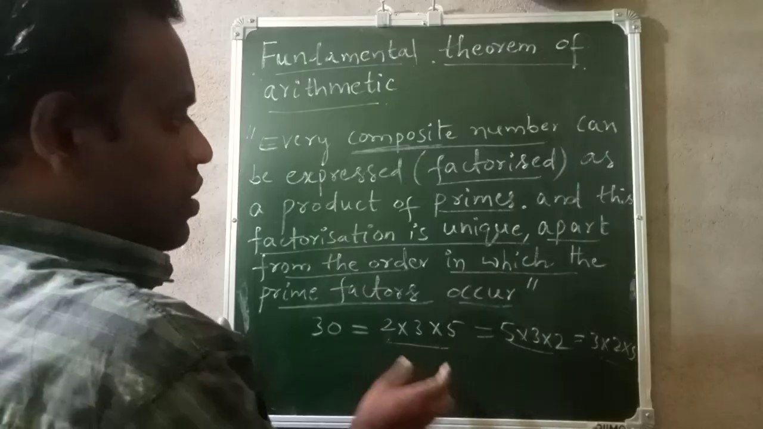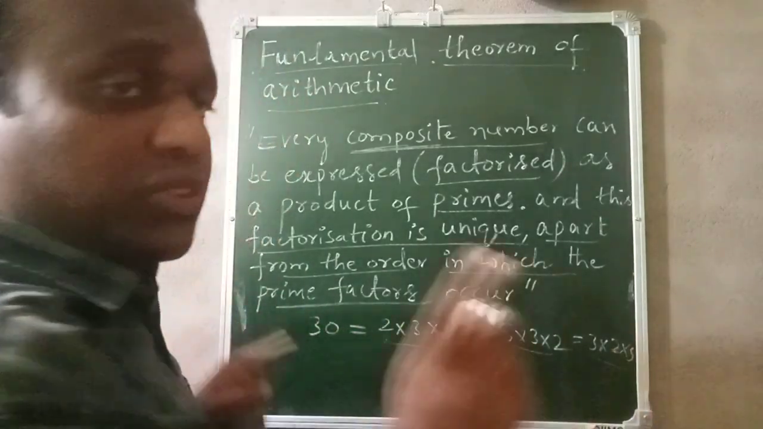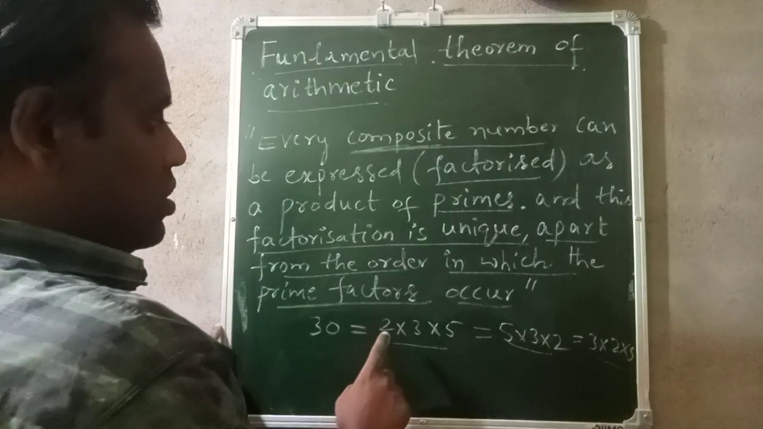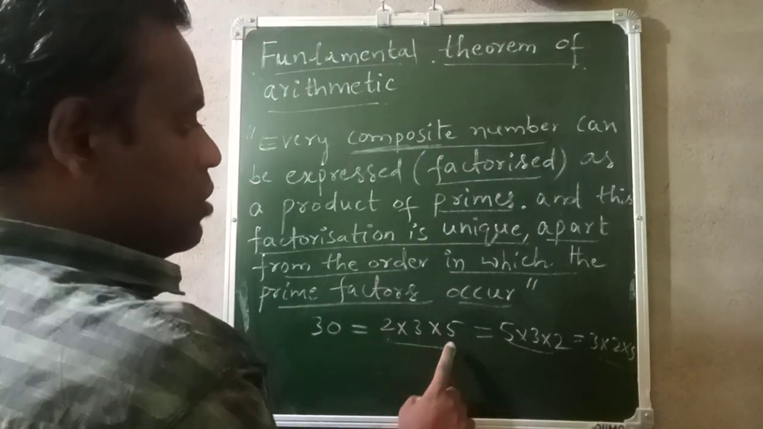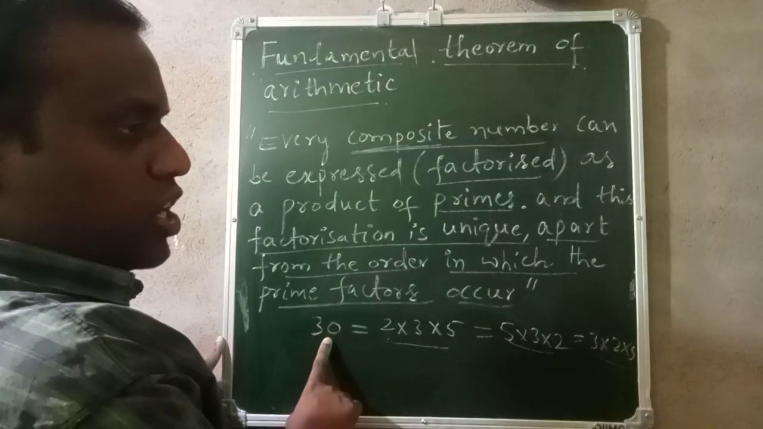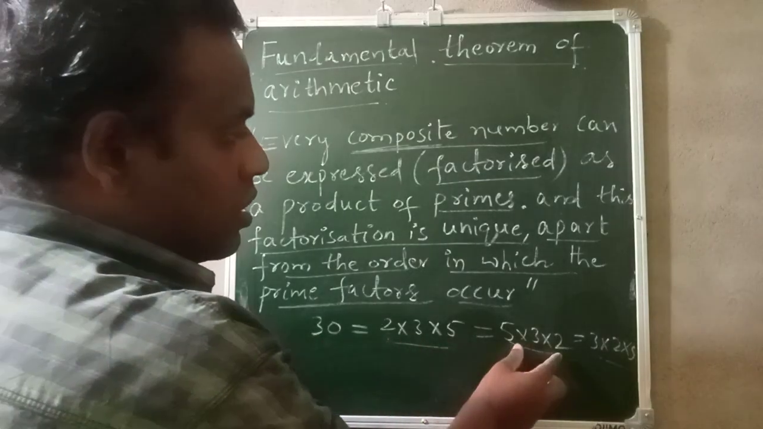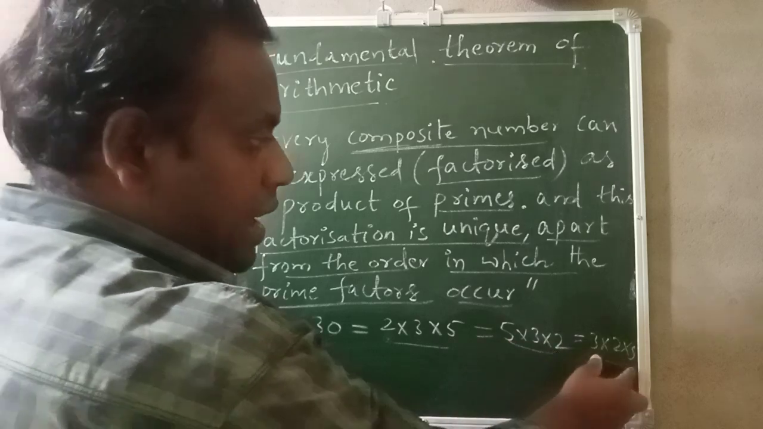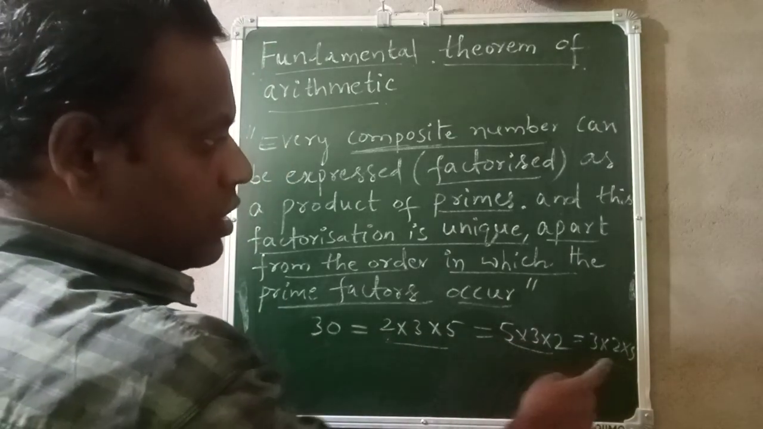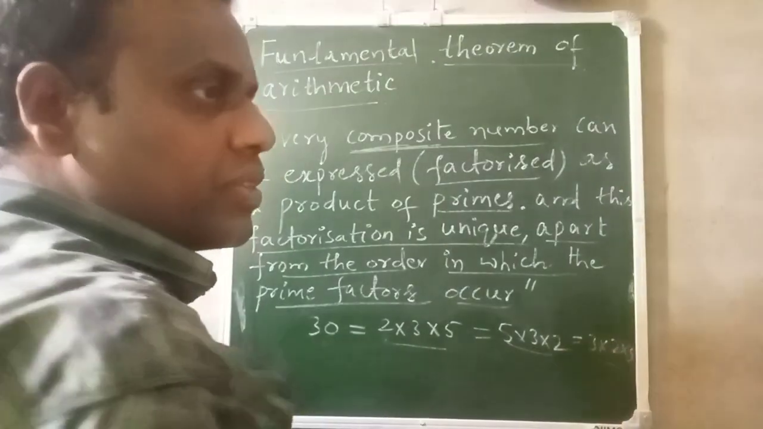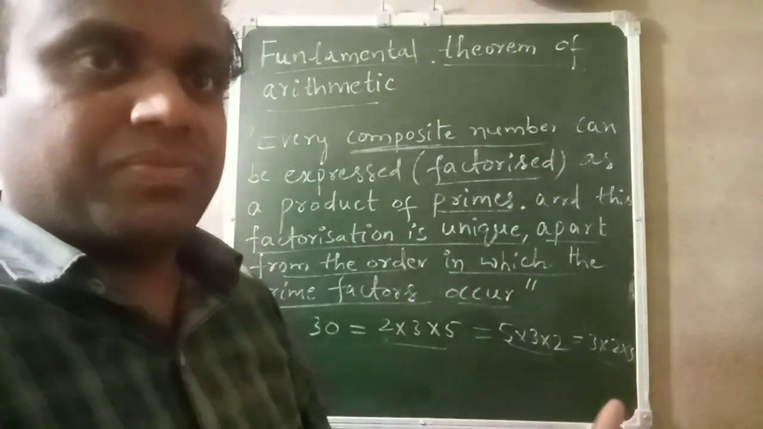See, you can write like this, like this, like this. You can change the order of the numbers, but you cannot change the numbers. 2, 3, 5 are fixed. You cannot change the number. If you change any one number, this value changes. You can change the order of the numbers, and you can write like that. But here also 2, 3, 5. Even here also 2, 3, 5. Even here also 2, 3, 5. Prime numbers are the same. Same means unique.